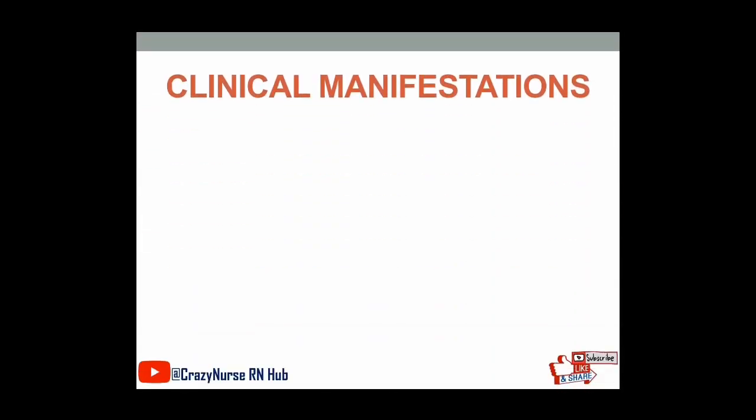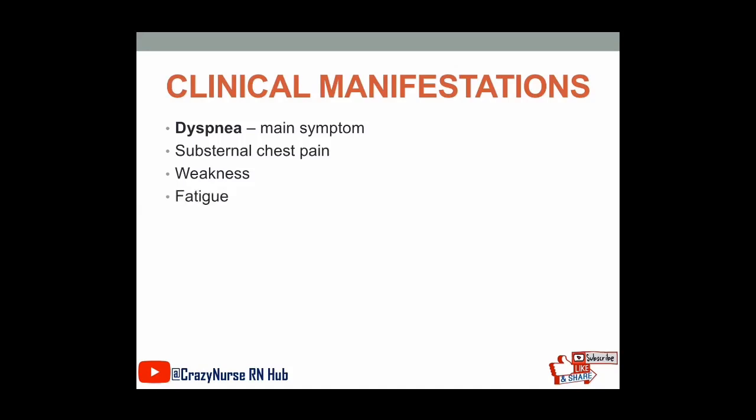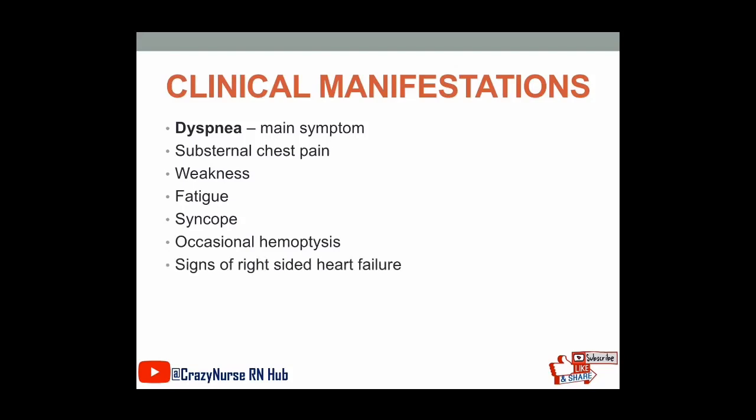Now let's proceed to the clinical manifestations of pulmonary hypertension. First, we have dyspnea, which is considered the main symptom. Substernal chest pain. The patient may experience weakness, fatigue, syncope, occasional hemoptysis, signs of right-sided heart failure, anorexia, and abdominal pain in the right upper quadrant.